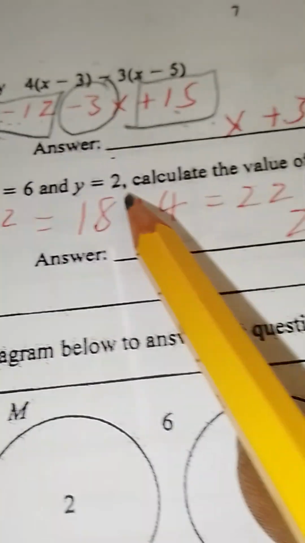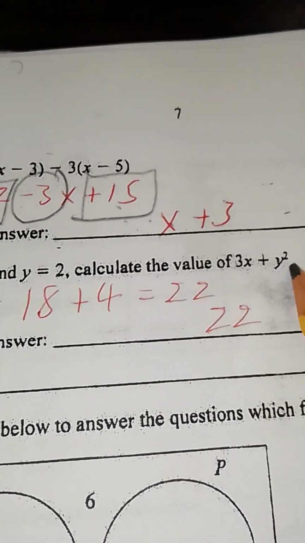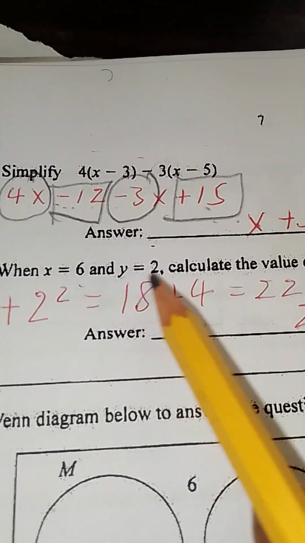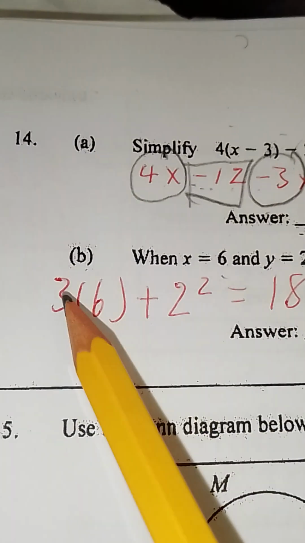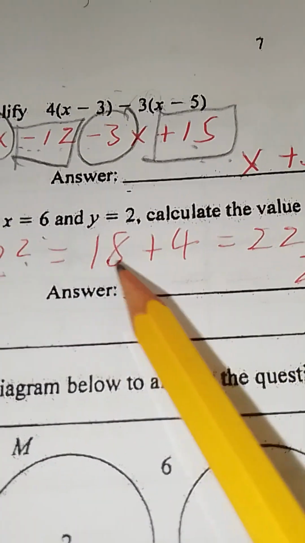When x equals 6 and y is equal to 2, calculate the value of 3x plus y squared, right? So whatever x is, I'm going to write 6 times 3 plus y squared, which is 2 squared. 3 times 6 is 18. 2 squared means 2 times 2 is 4. 18 plus 4 is 22.